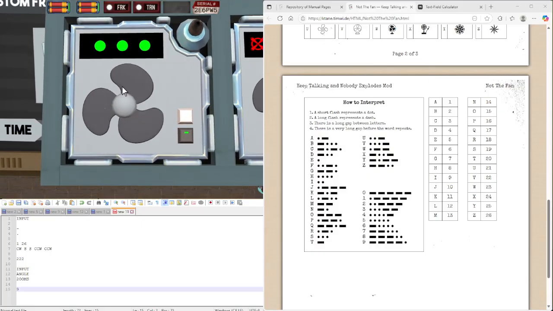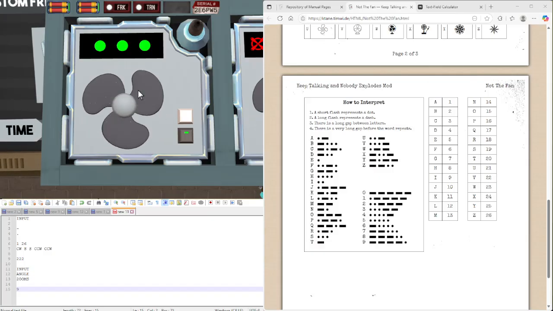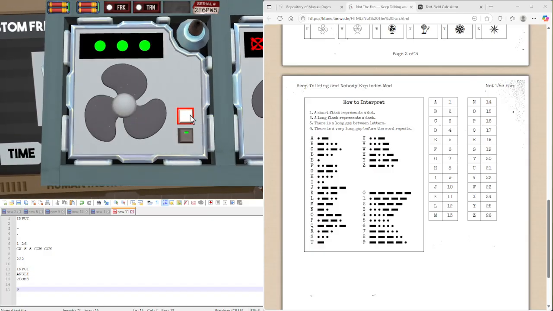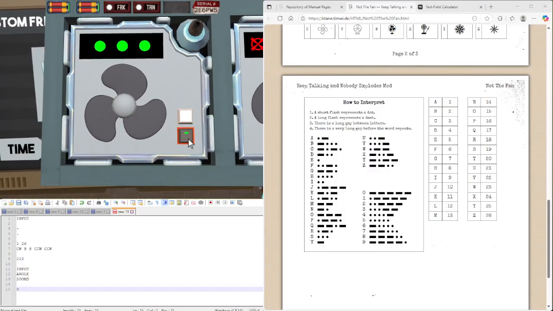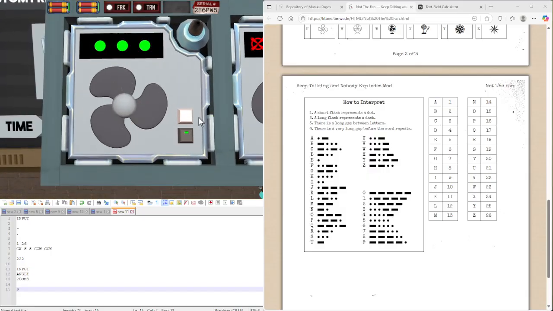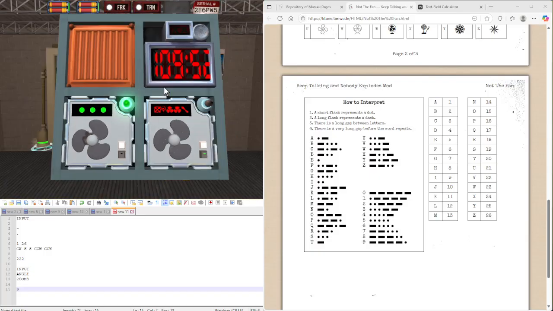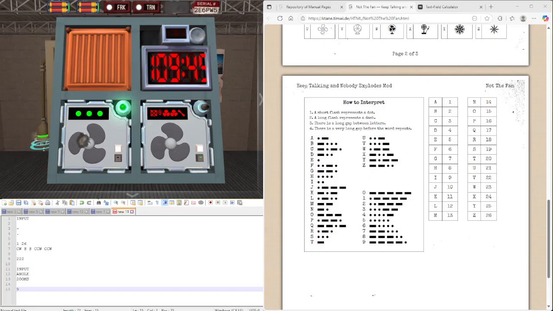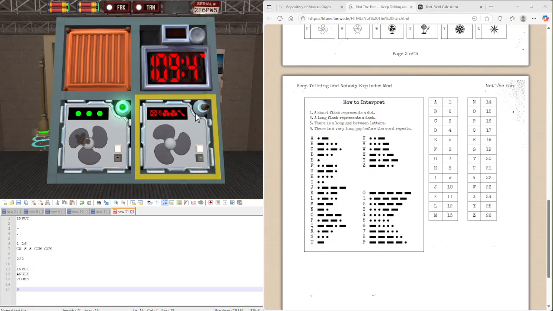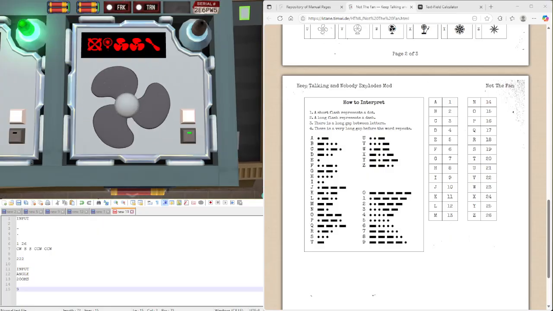And as we're submitting it, the fan will spin faster. It gets really, really fast, and finally we get a module. That took a bit longer than I thought it was going to, but let's do another example.